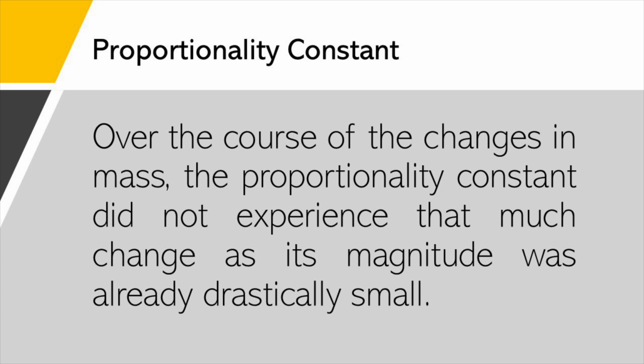It continued to move farther away from the final value and less accurate compared to the observed data. So essentially, the conclusion that I reached in this experiment was that over the course of the changes in mass, the proportionality constant did not experience that much of a change, as its magnitude was already drastically small. But I'd also like to point out that the proportionality constant actually just didn't really help get a more accurate result in the observed model, which I found interesting, but I guess that could be attributed to some error in my code, possibly, or possibly just some error in calculation that I did.